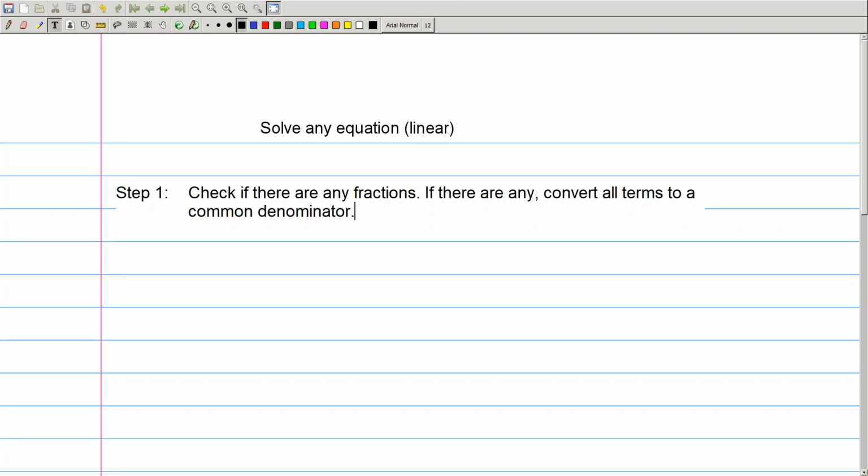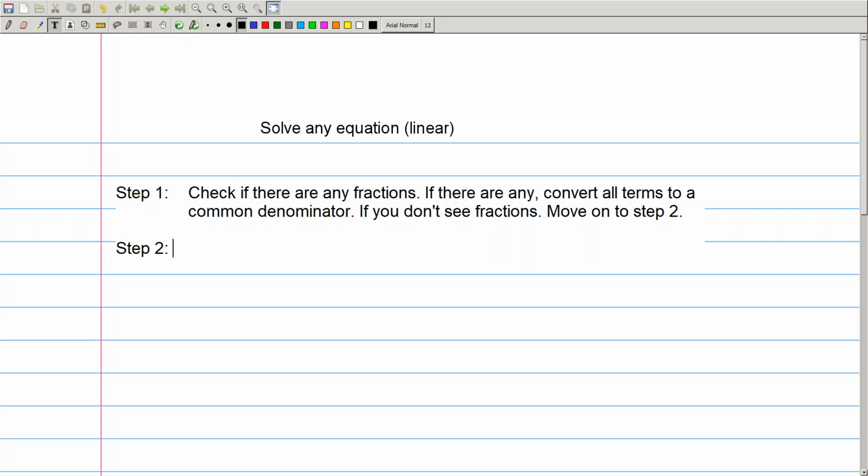Okay, so that's only if you see fractions. If you don't, don't worry about it. So if you don't see fractions, move on to step 2. Okay, it's that easy. All right. So what is step 2?